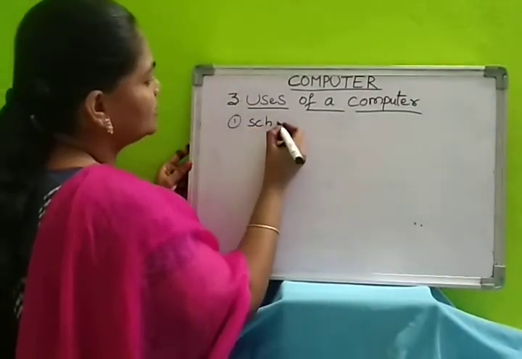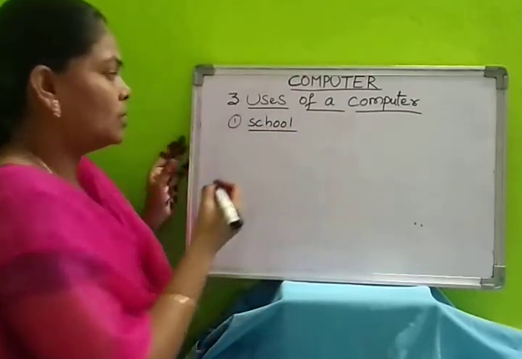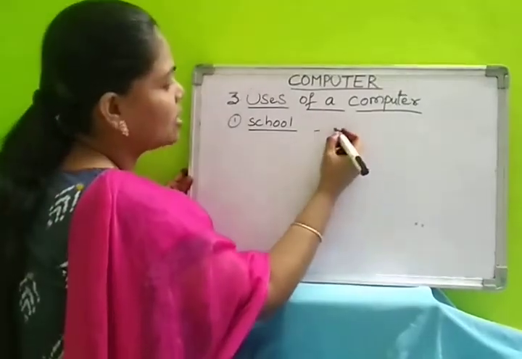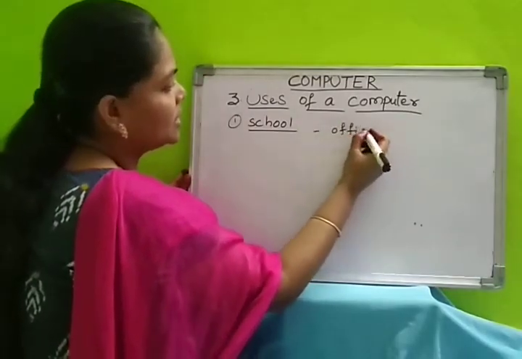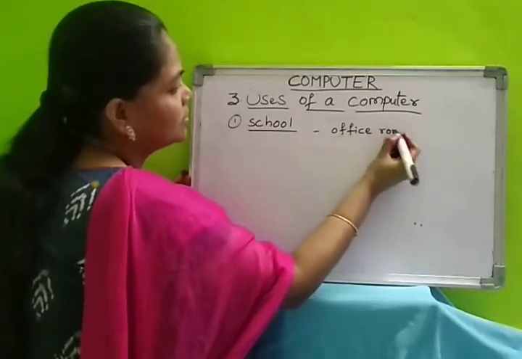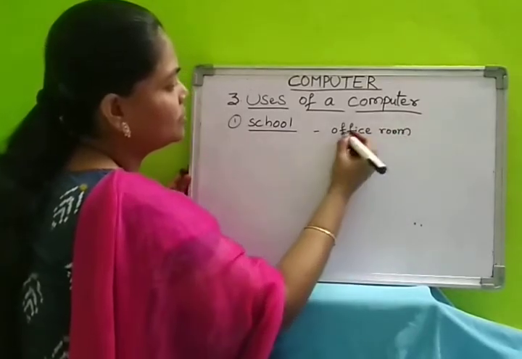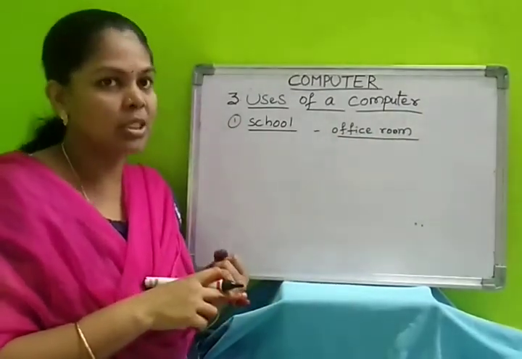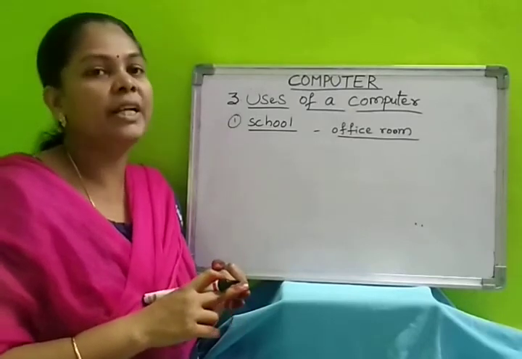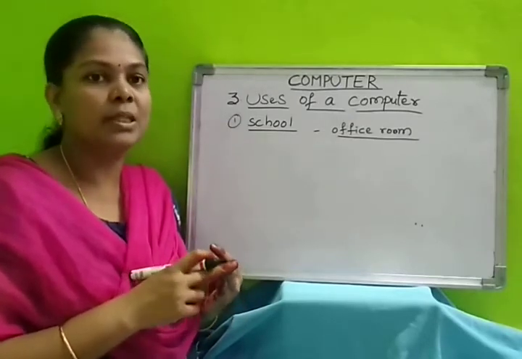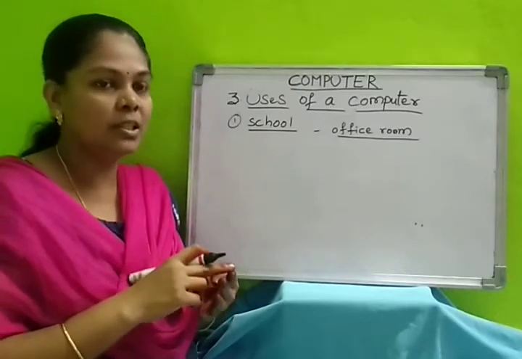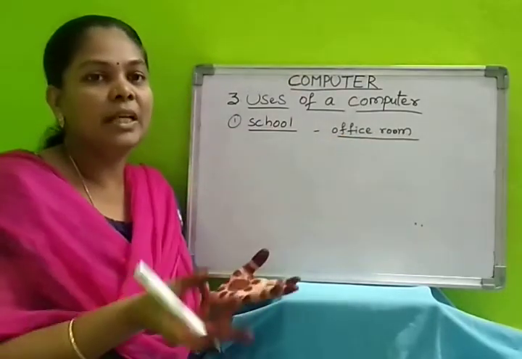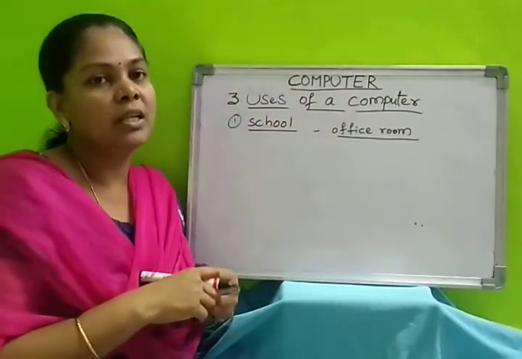So in school, what is the use of a computer? So in school, where you see the computers? We see that in office room. What is the use of computer in office room? To store the students' information and to store fee details, to type question papers, to type circulars. So to type all this we use computer in office room, and we will take the printout of those and we will give it to you.